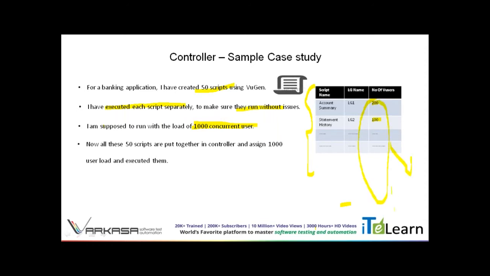It should be 1,000 because the client said so in the NFR document, the non-functional requirement document. The client said that you are supposed to execute this test with 1,000 concurrent users, which means that each script is not with 1,000. Each script has a certain number of virtual users, but when you add up all the virtual users, it will be 1,000.